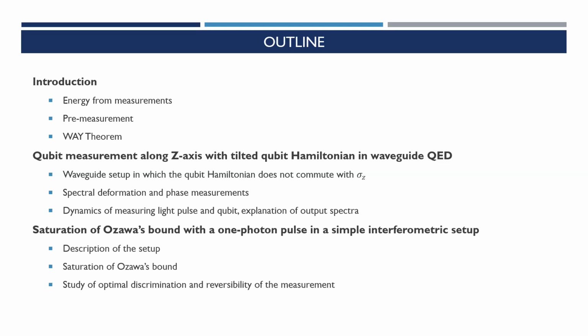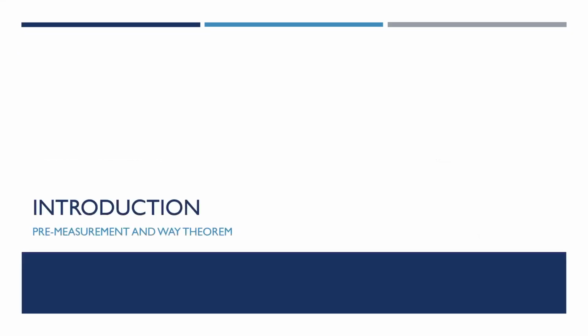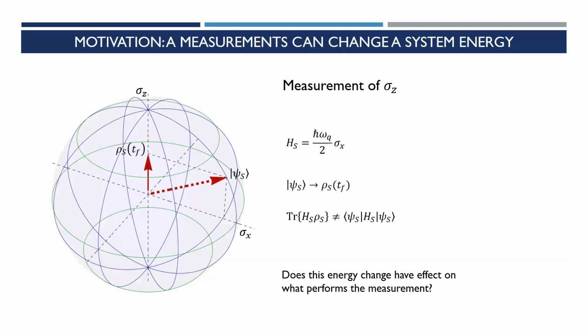And then we will use the same kind of measurement, but this time in an even simpler setup with a one-photon pulse instead of a coherent pulse. In this case, we will show that we can saturate something called Ozawa's bound, which I will tell you about. And then we generalize this a bit by also studying optimal discrimination and reversibility. Okay, so that was the preview, the trailer of my talk.